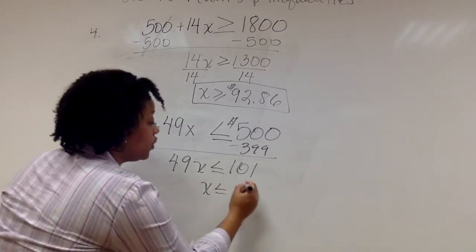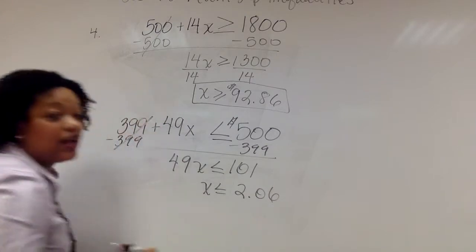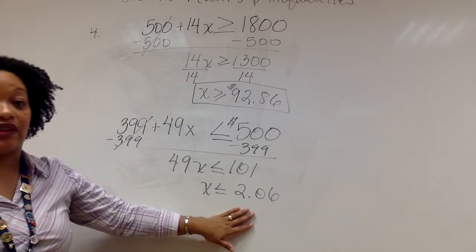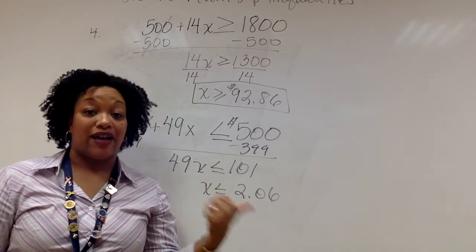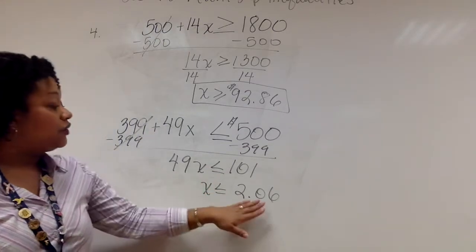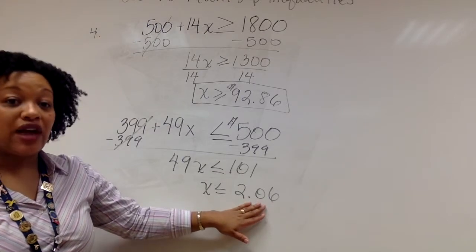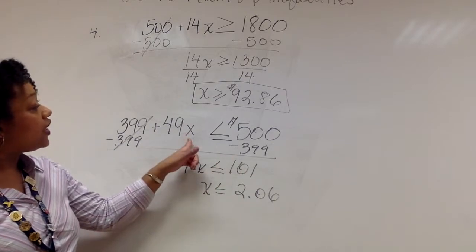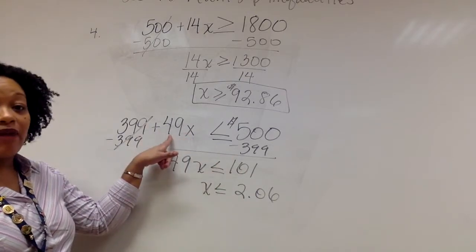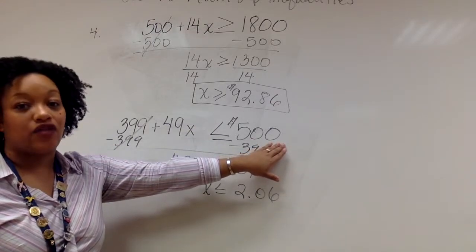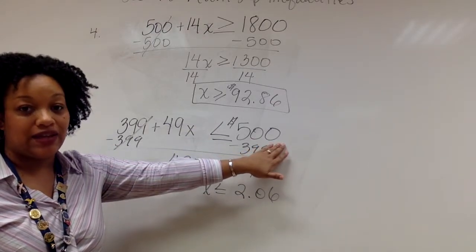That gives you 2.06. Now we're talking video games. You can't buy 2.06. So you've got to decide, can I buy 2 games or can I buy 3? If you say I can buy 3, you are wrong, because if you plug in a 3 here and multiply it by 49 and add it to $399, it's going to exceed 500. You're in the red. You've gone over your limit.